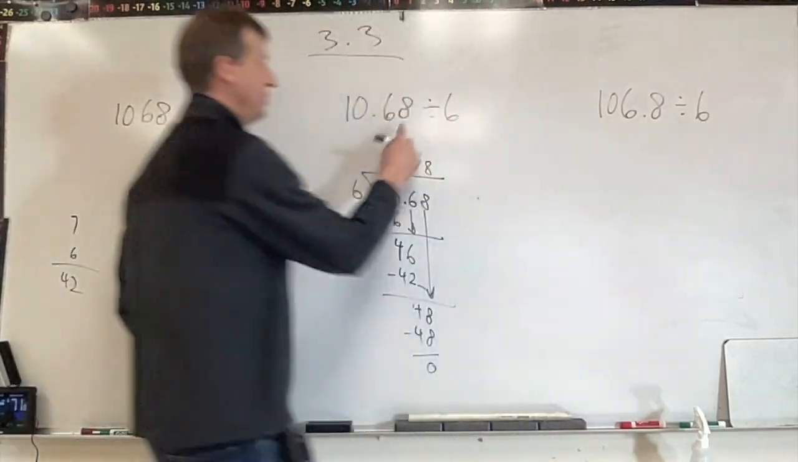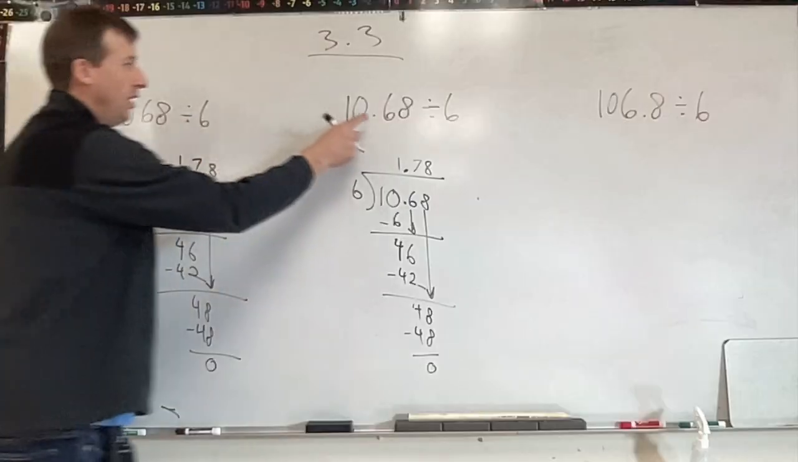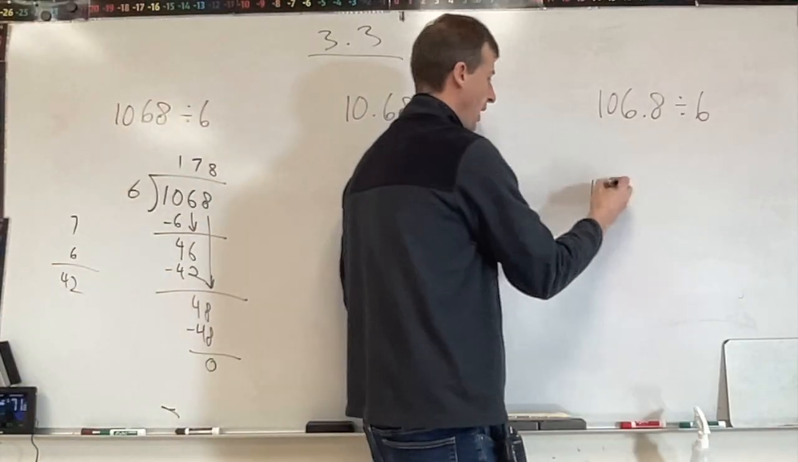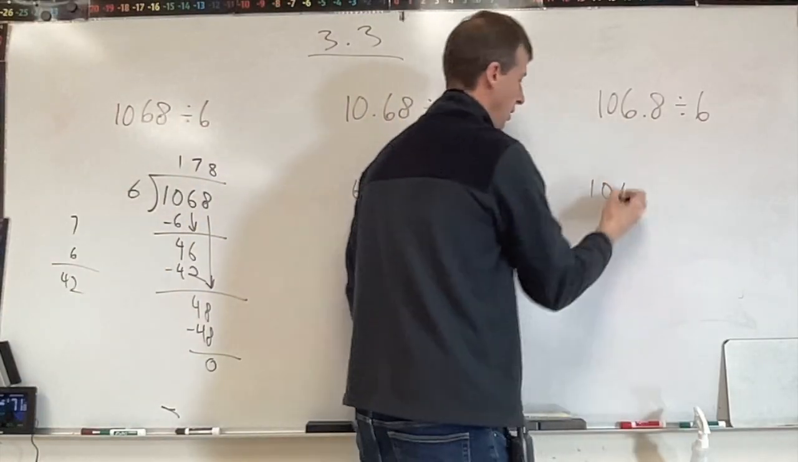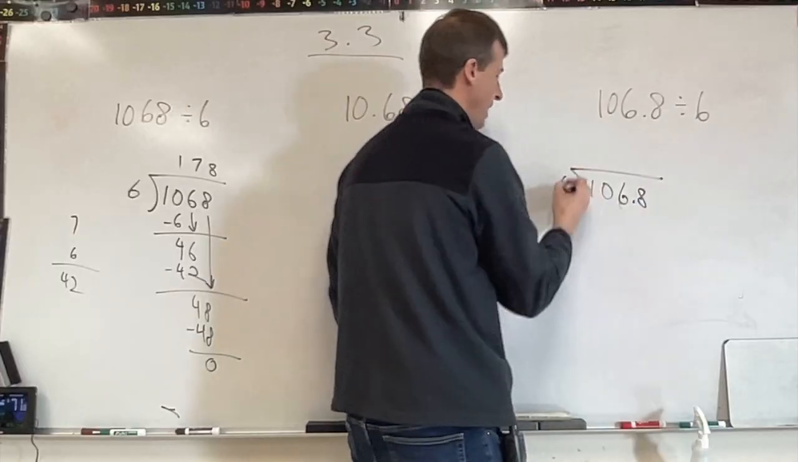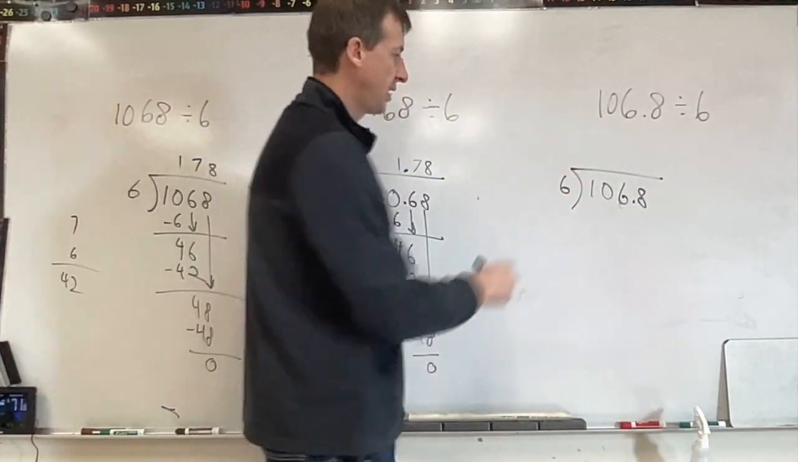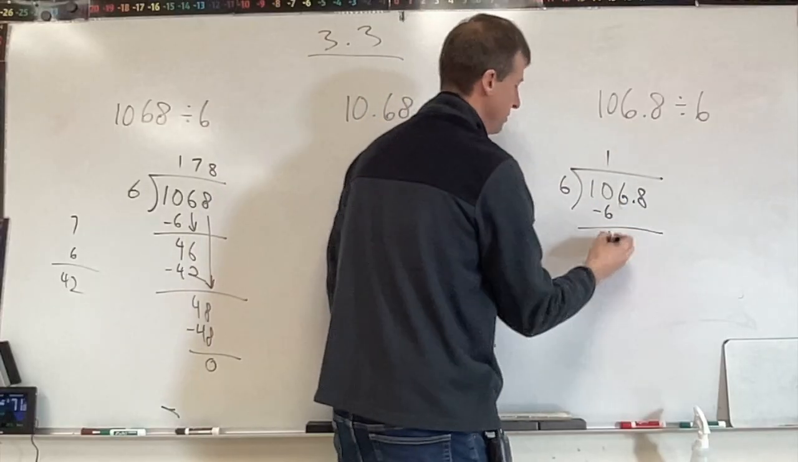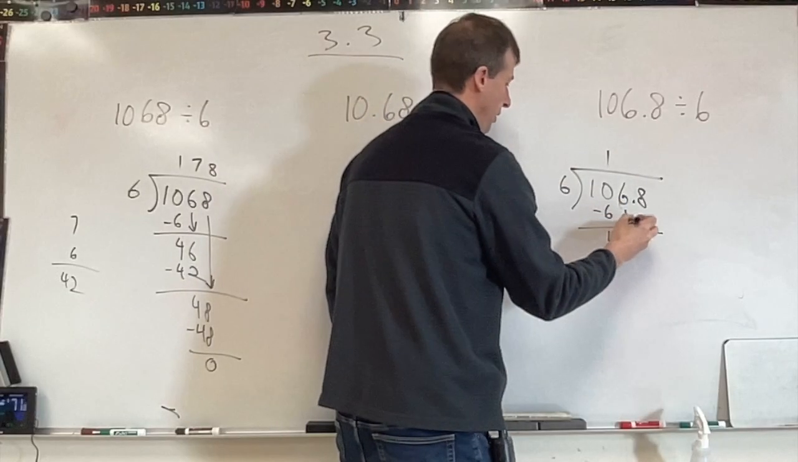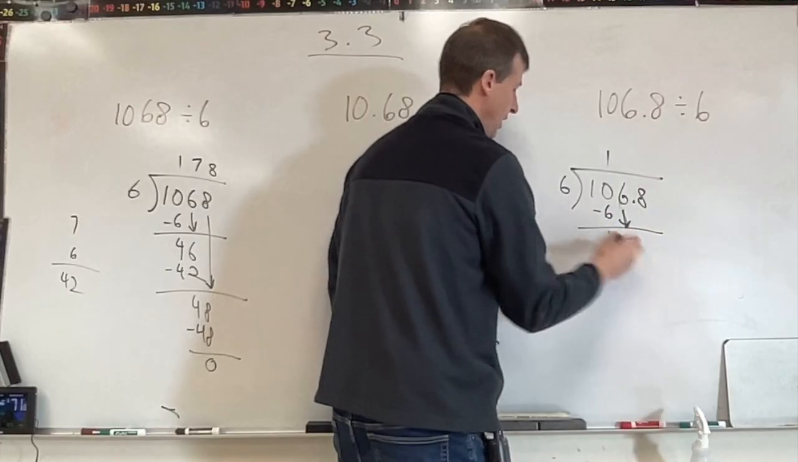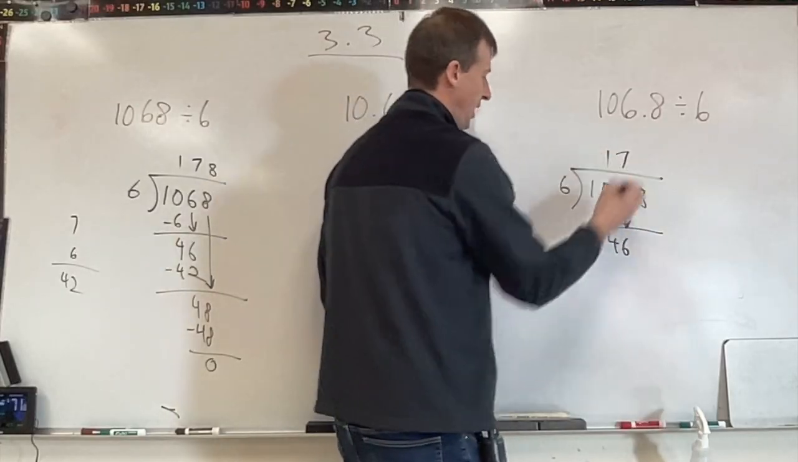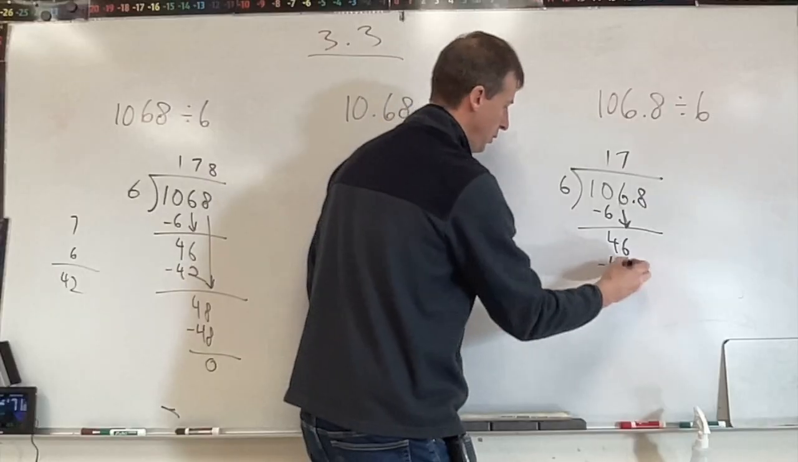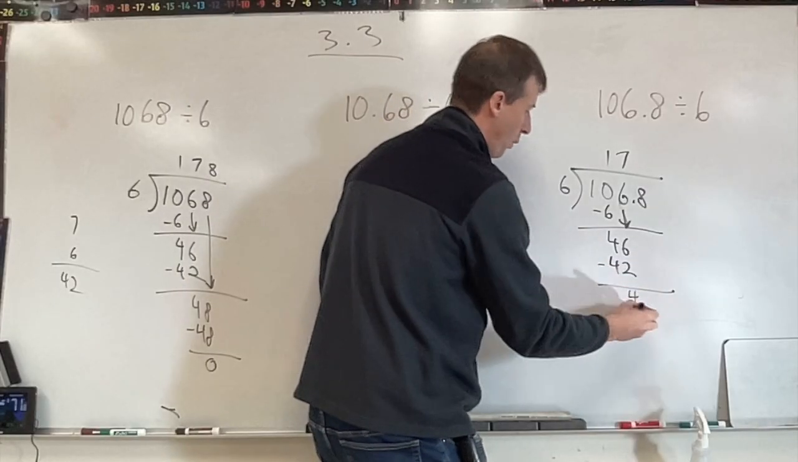Next one, same numbers again, just moving the decimal point. So now I've got 106.8 divided by 6. 6 can't go into 1. 6 goes into 10 one time. Minus 6 gives me a 4. I bring down this 6. 6 goes into 46 7 times. 6 times 7 is 42, which gives me 4.